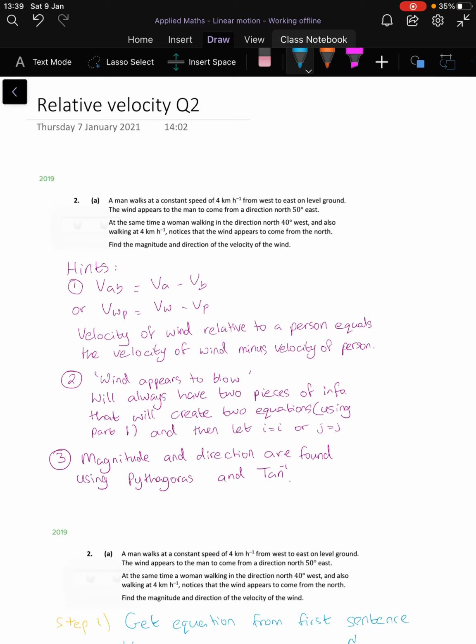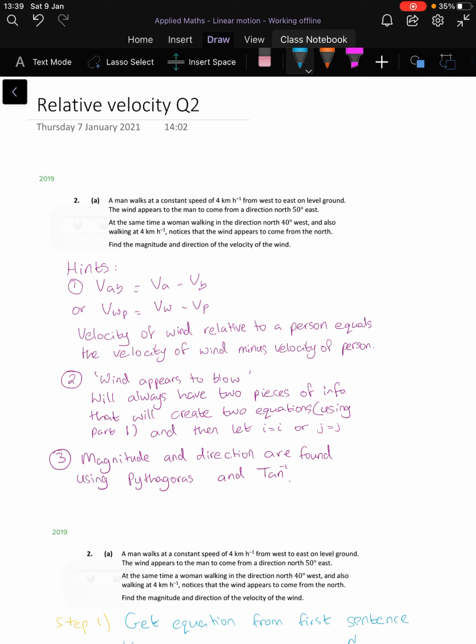The first one is, we remember from the start of this topic that the velocity of A relative to B is the velocity of A minus the velocity of B. Now we can use that in these questions, and we can say that the velocity of the wind relative to the person is equal to the velocity of the wind minus the velocity of the person.